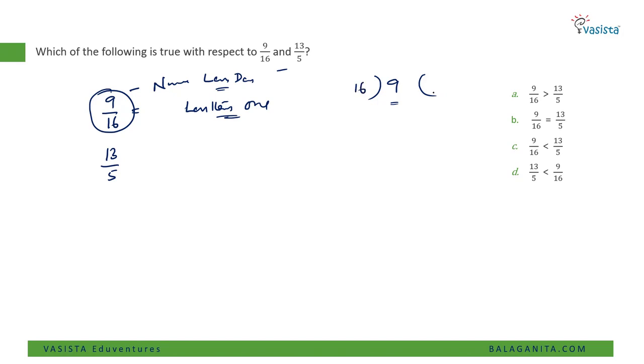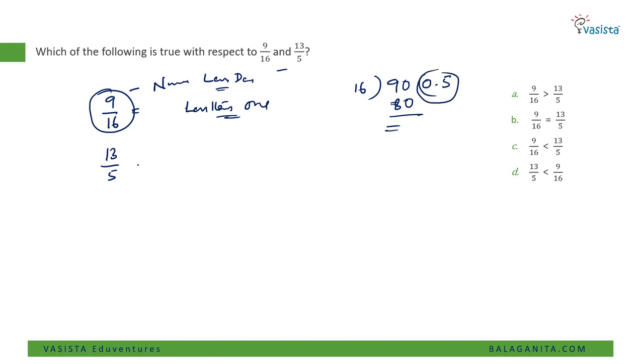16, I can't divide, so take a decimal here, point, 16 5s are 80. So something will come, so there is no need to worry about it. Here it is going to give you 0.5 something.